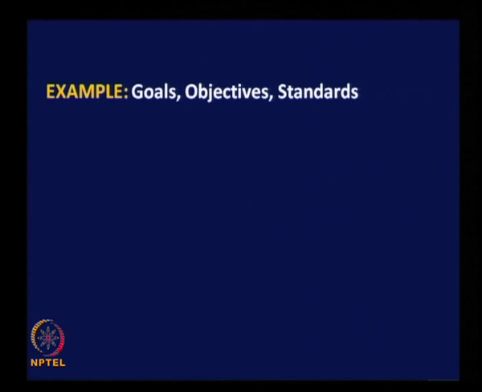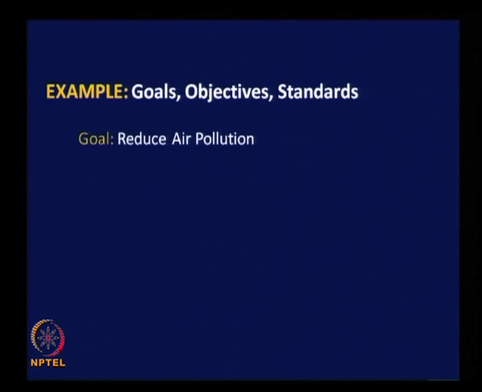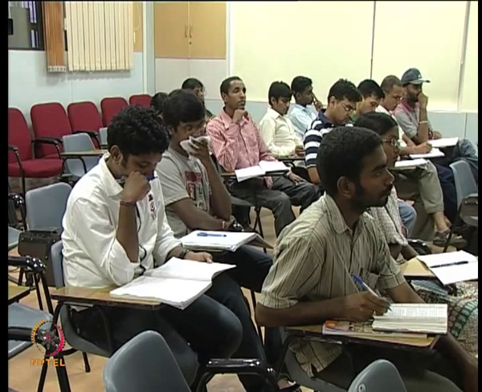Let us take another example to reinforce our idea of goals, objectives and standards. Let us take a quite common community goal of reducing air pollution. Major metropolitan cities experience today in our country suffocating air pollution level, injurious to health. So obviously this will be a very important community goal, reduce air pollution. And you have to come out and tell me what are the possible objectives for this goal in transportation systems planning process.